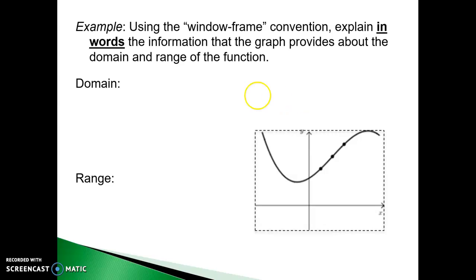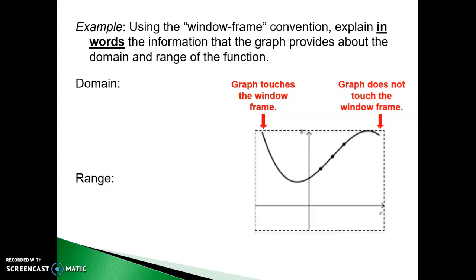Hopefully you paused the video for a moment and had that discussion with yourself. If we notice in this graph, it touches the window frame on the left-hand side of the graph. But on the right-hand side, even though the top of the curve touched the window frame, it came back down. So this little tail right here never touches the window frame. That means it's going to stop at this particular point. But over here, it's going to continue on with the same pattern that it was doing prior to.